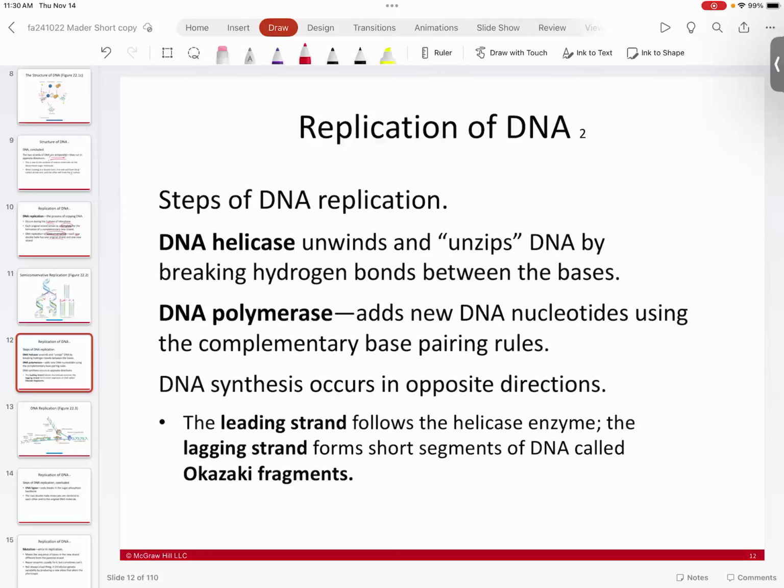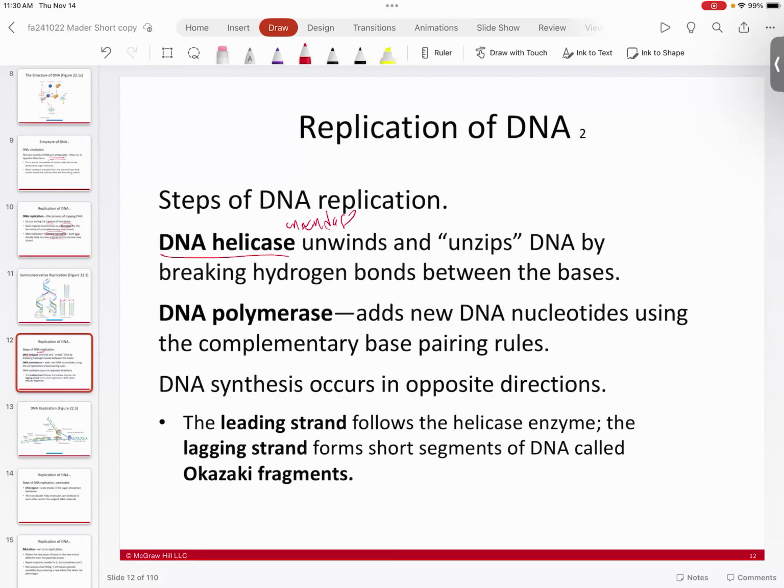There are a couple of different enzymes in play when it comes to DNA replication. First thing you have to do is unwind the DNA to get access to that template so you can read it. The enzyme that does this is called helicase. Oftentimes I refer to this as the unwindase.